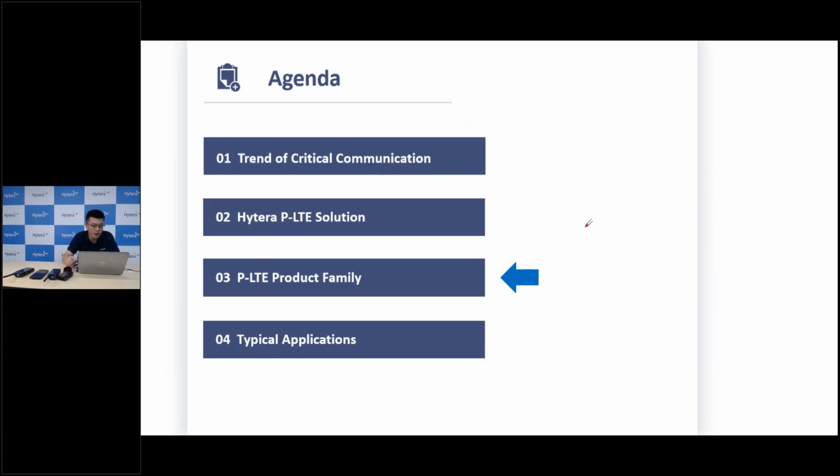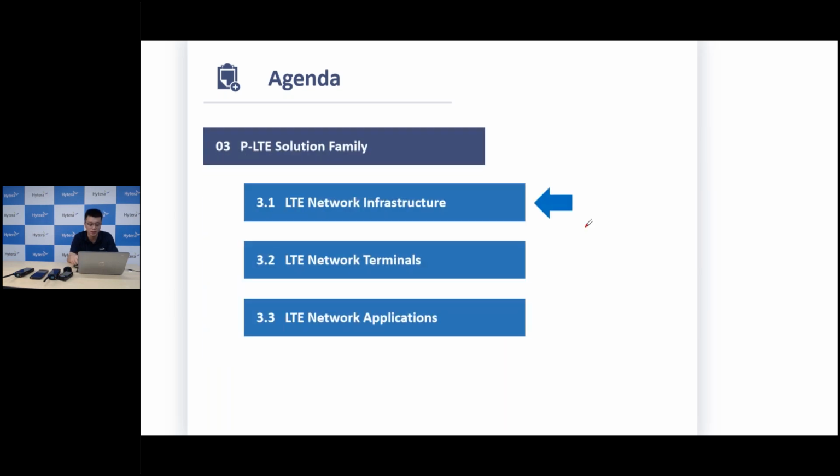So part 3, let's see the Hytera P-LTE product portfolios. Let's see what kind of product we can provide in our solution. And also, like I said at the beginning of this presentation, we have some newly added products in this solution. Let's see what they are. So the product portfolio is divided into 3 types: the infrastructures, the base station and core network products, and terminals like this. And based on the network, since you already have the network and the terminals, you need the application service.